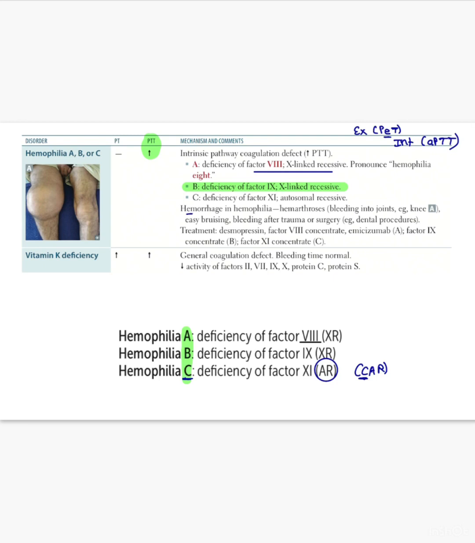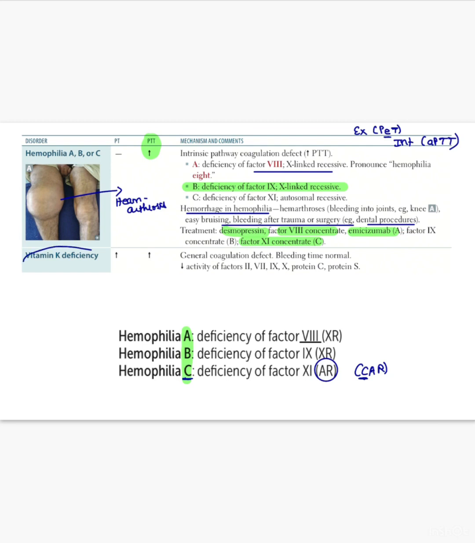So what happens in hemophilia? There is hemorrhage, bleeding around the joint, and this is termed hemarthrosis. Then you have easy bruising, history of fatigability, bleeding after trauma or dental procedure. Even after minor trauma you will have a great bleed. This is an important clinical history that you need to know. And what is the treatment? Either you can use desmopressin, or if there is hemophilia A, factor 8 deficiency, factor 8 concentrate. You also have factor 9 concentrate or factor 11 concentrate, depending on the type of hemophilia.